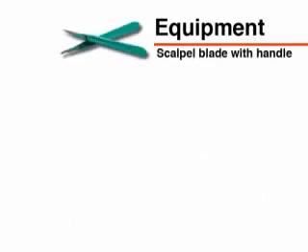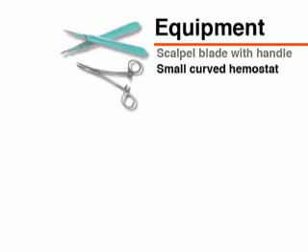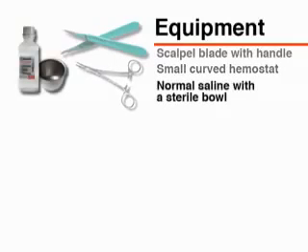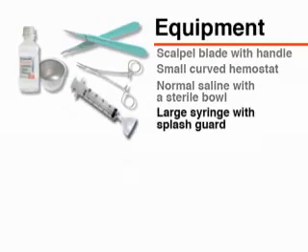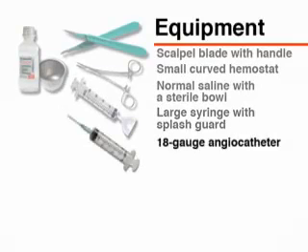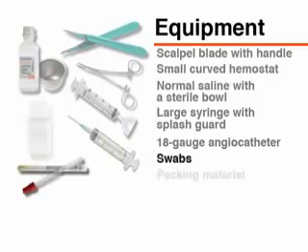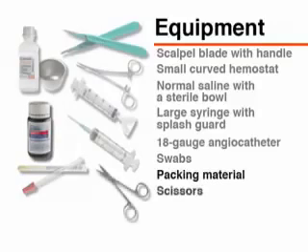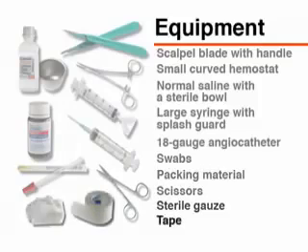Items important for the incision and drainage itself include a scalpel blade with handle, a small curved hemostat, normal saline with a sterile bowl, and a large syringe with a splash guard or a needleless 18-gauge angiocatheter for irrigation of the wound. Swabs for bacterial culture, wound packing material, scissors, gauze, and tape should all be available to complete the procedure and dress the wound.